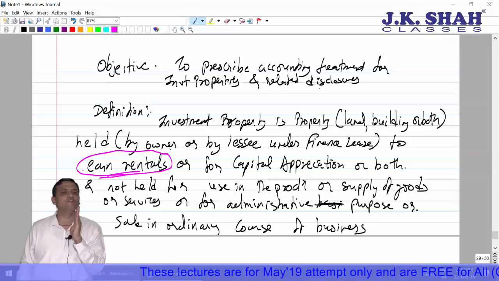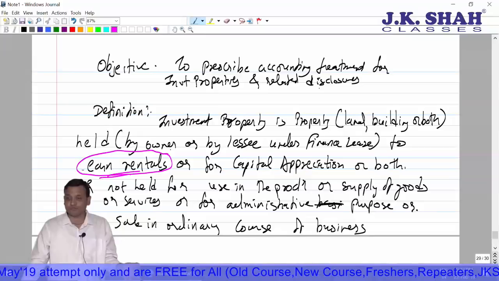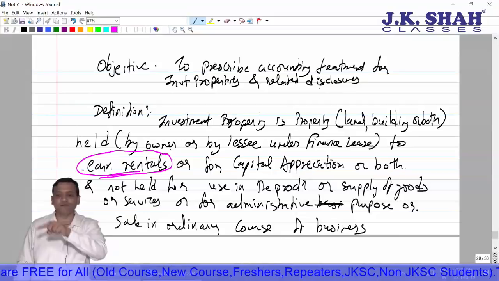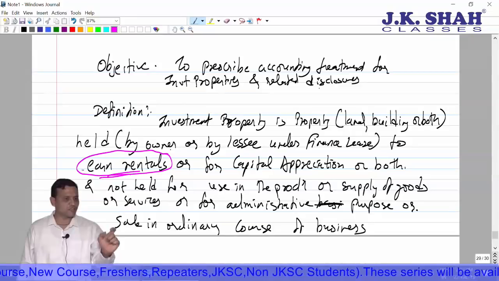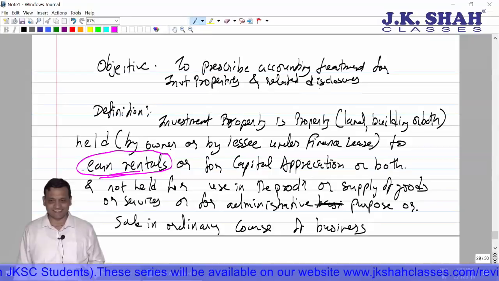Okay, sir, sometimes it may go there, sometimes it may go here also. I have a big property. I may use it for my own purpose also, and I may give it on rental basis also. How would you identify which standard will govern it? Because the principles will change. IND AS 40 has its own principles. IND AS 16 has its own principles. The principles will change. So it becomes somewhat challenging here.